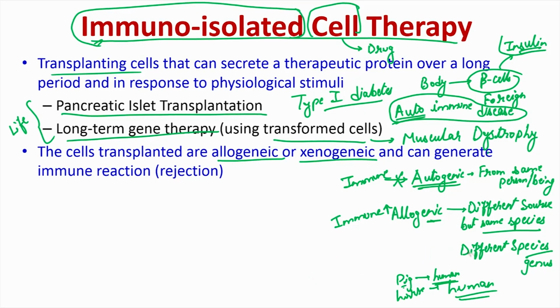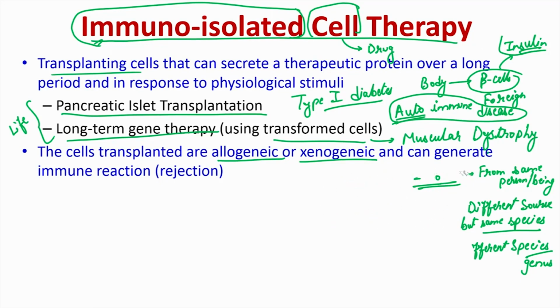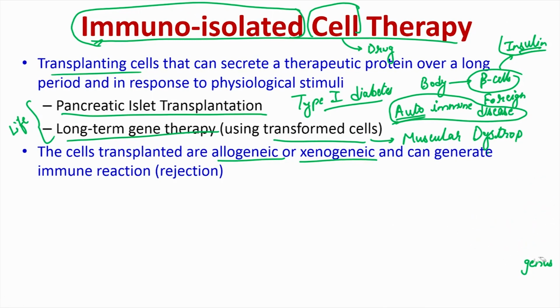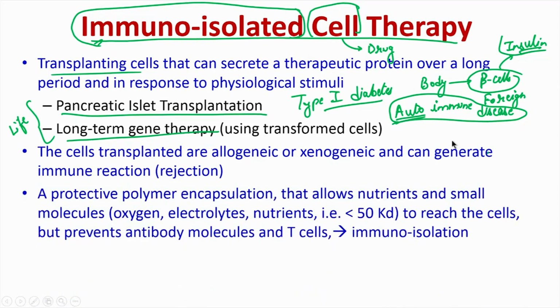So, anytime you are doing immuno-isolated therapy, you have to think about all these terms and factors, and in most cases you will find that the patient may not have any source of these cells themselves. So, most of the time you will have to rely on allogenic and xenogenic sources. One way to go about it is to put a protective polymer encapsulation, and that will allow small nutrients and molecules, anything less than 50 kDa, to go through and reach the cells, but prevents antibody molecules and T cells, so that they are immuno-isolated.